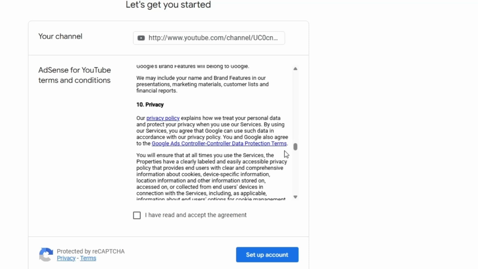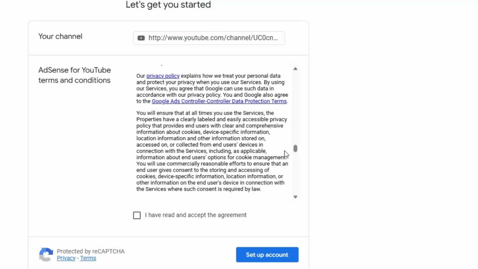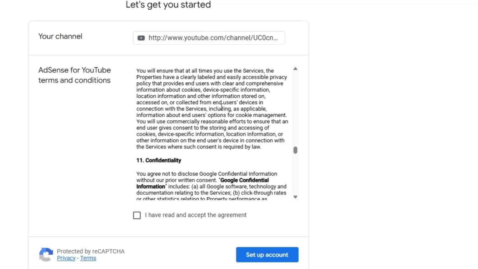You will ensure that at all times you use the services, the properties have a clearly labeled and easily accessible privacy policy that provides end users with clear and comprehensive information about cookies, device-specific information, location information, and other information stored on, accessed on, or collected from end users' devices in connection with the services, including, as applicable, information about end users' options for cookie management. You will use commercially reasonable efforts to ensure that an end user gives consent to the storing and accessing of cookies, device-specific information, location information, or other information on the end user's device in connection with the services, where such consent is required by law.